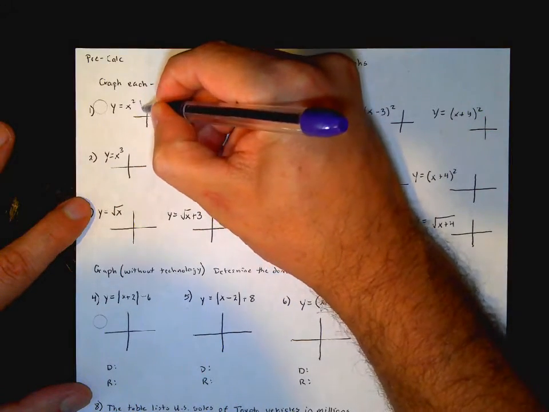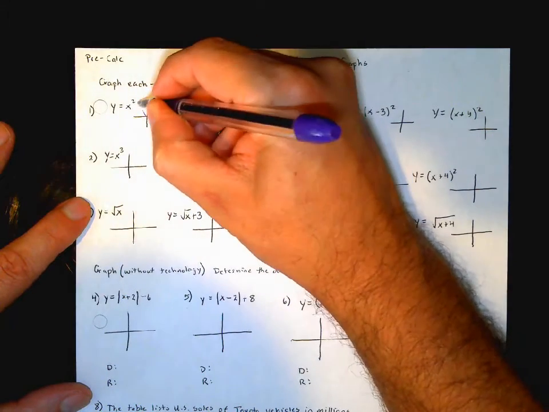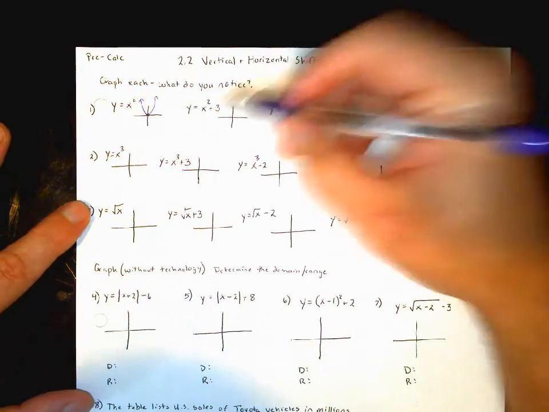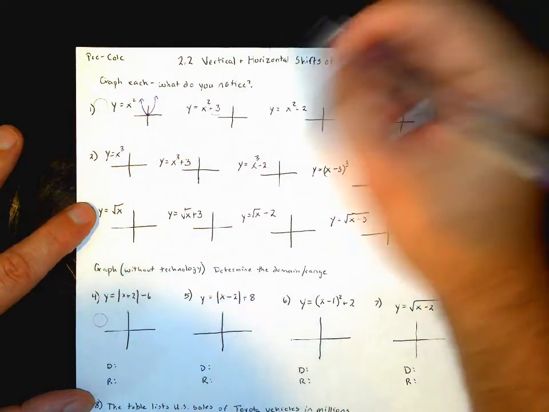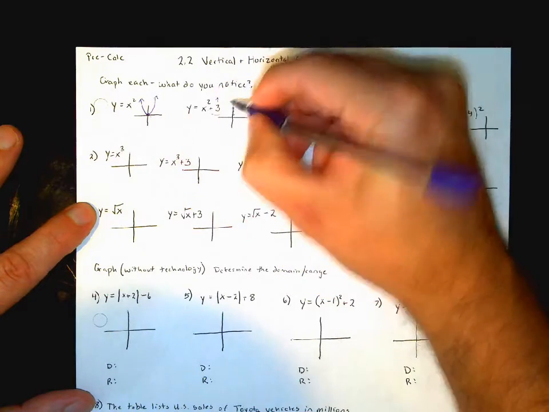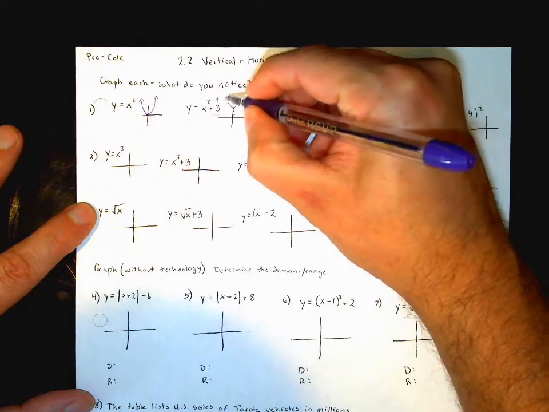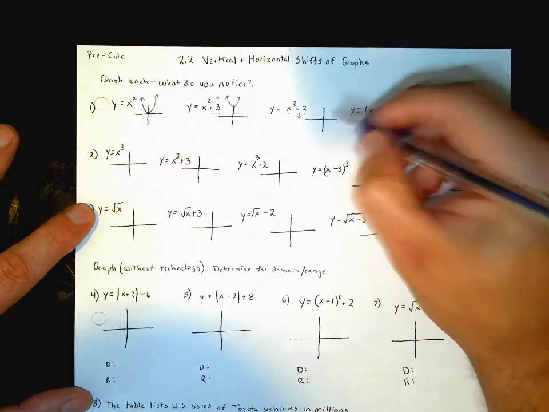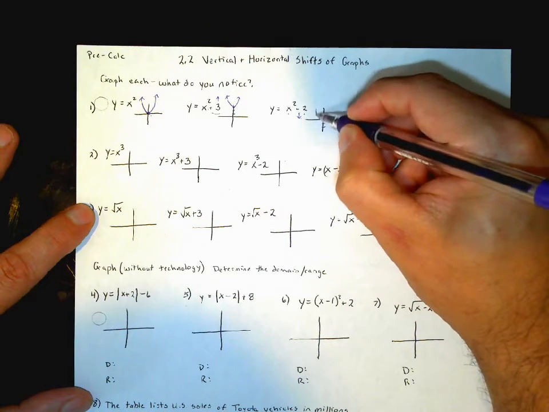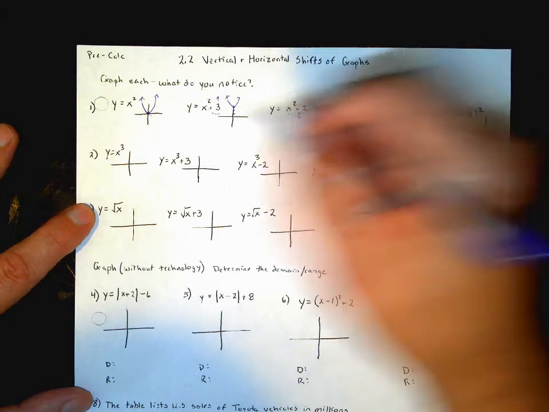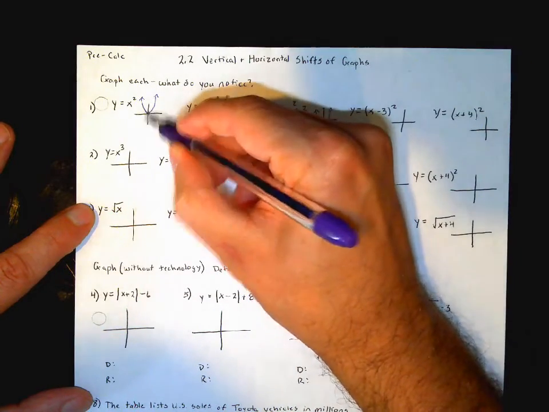Okay, the parent function y equals x squared is a basic shape like this, has a vertex at 0, 0. If we have x squared plus 3, that shifts everything up 3. So that vertex, instead of being here, will be up 3 units. If it's x squared minus 2, the minus 2 shifts it down 2 units. So all the points are shifted down 2 units. So each of these points just shift down.